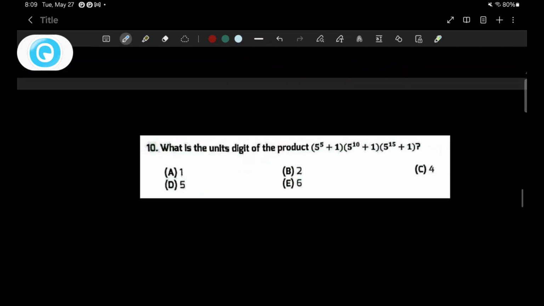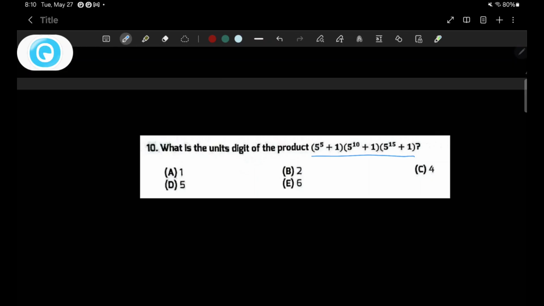Now let's look at this question. What is the units digit of the product? This.